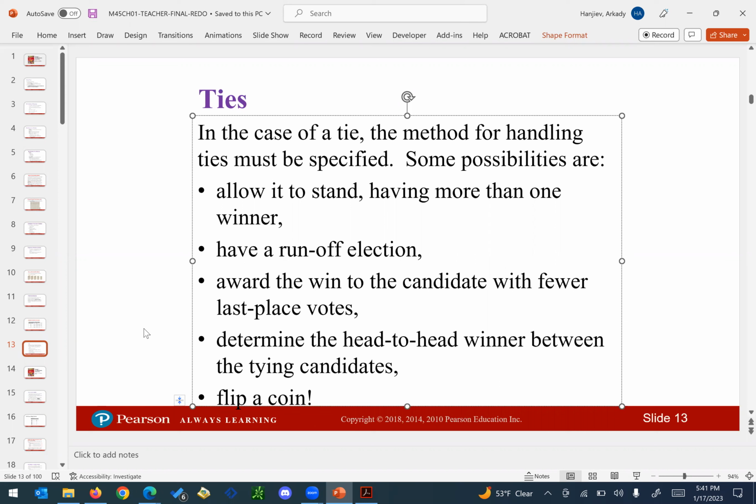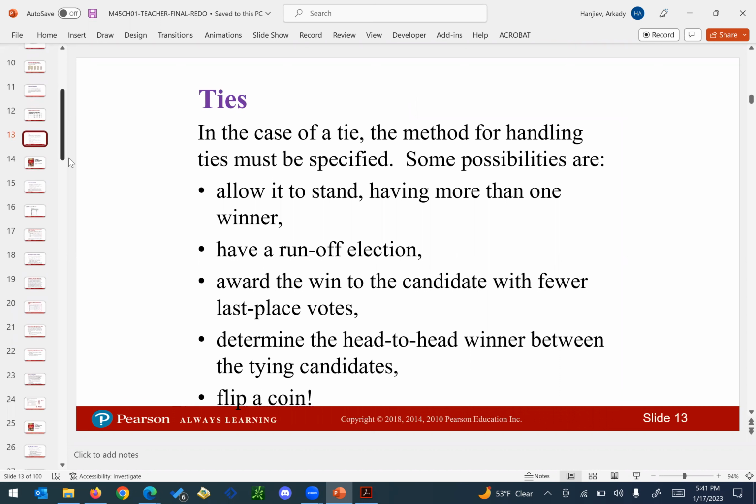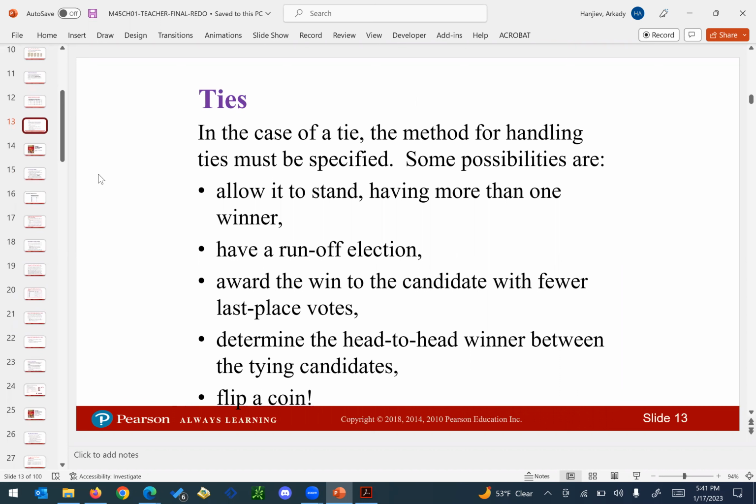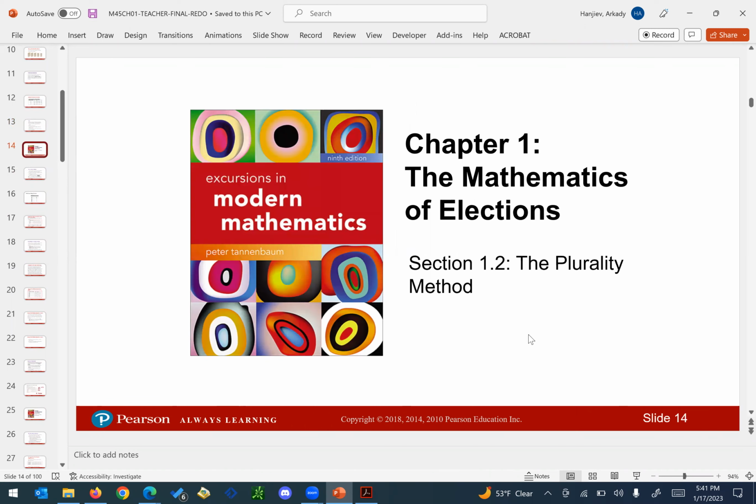Hopefully you understood this process, and understood that ballots are a little more complicated than just putting your vote on a sheet of paper. So now let's get a little bit into the numbers. This is 1.2, sorry. Notice in 1.1 we just did the pieces of an election. So now the question is, what methods are we going to employ in order to count? So here it is, the plurality vote.